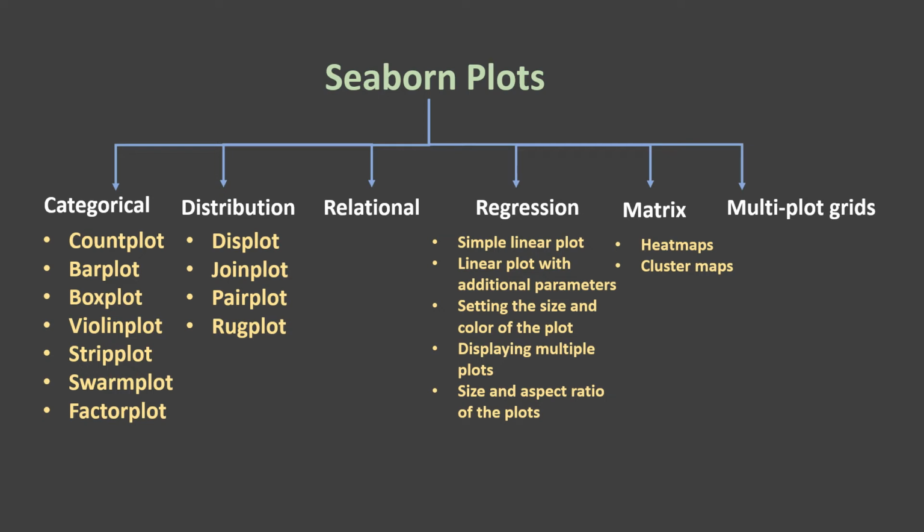In matrix plots, we would start with heat maps and cluster maps. These are slightly important in nature. In fact, all of them are important, but these are something which we most frequently use when we are trying to check the relation between multiple columns in our data frame. Now let's jump to the Jupyter Notebook and start with the Seaborn library.